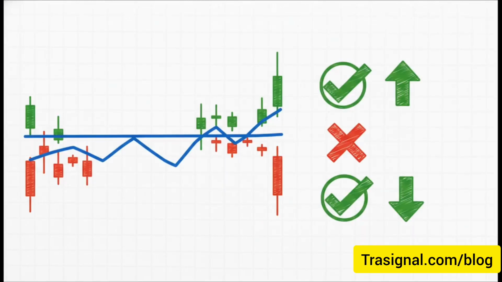Brooks came up with a brutally simple rule for this called the always-in mindset. It uses just one indicator, a 20-period exponential moving average. And the rule is simple. If the price is above a rising EMA, you are always in long and should only be looking for buys. If it's below a falling EMA, you're always in short. That's it. This simple filter alone can eliminate over 2/3 of your bad trades.